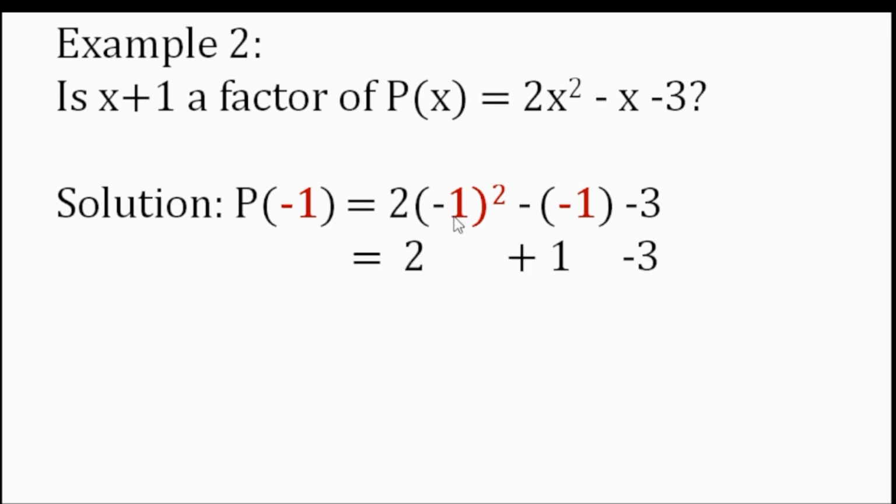2 times negative 1 squared is 2. Minus negative 1 is plus 1, then minus 3. 2 plus 1 is 3, minus 3 is 0. So the value of the polynomial at c equals negative 1 is 0. So it means x plus 1 is a factor of 2x squared minus x minus 3.